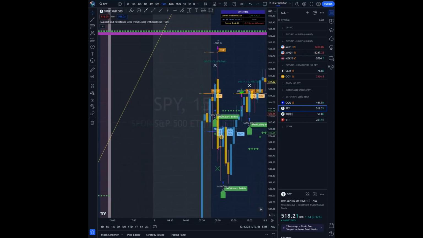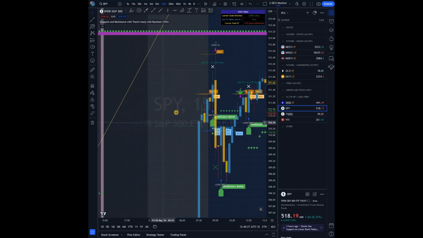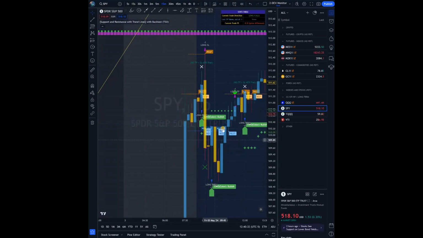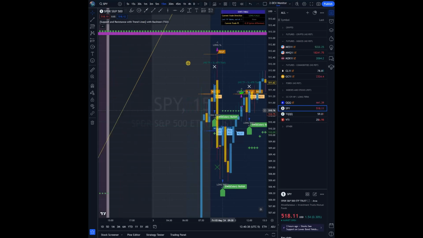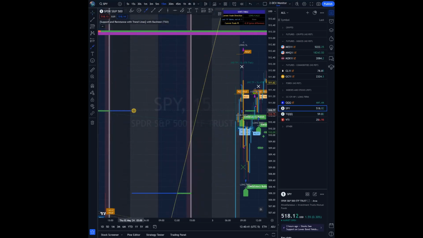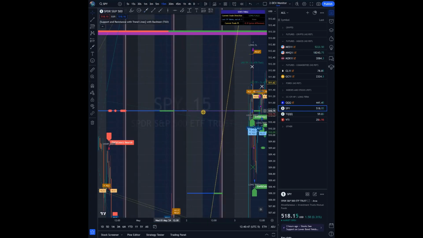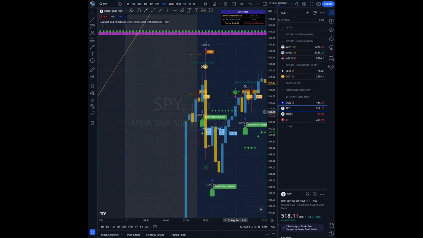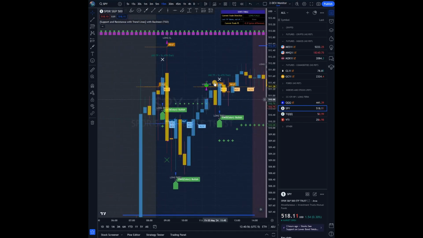Let me find a good example. Well, this one is a good example. Yep, so there is a long open here. You can see these are the circles, and they come from this level, which is current historical resistance, and it comes from here. So this is your take profit 1, and you can see it's taken right here.